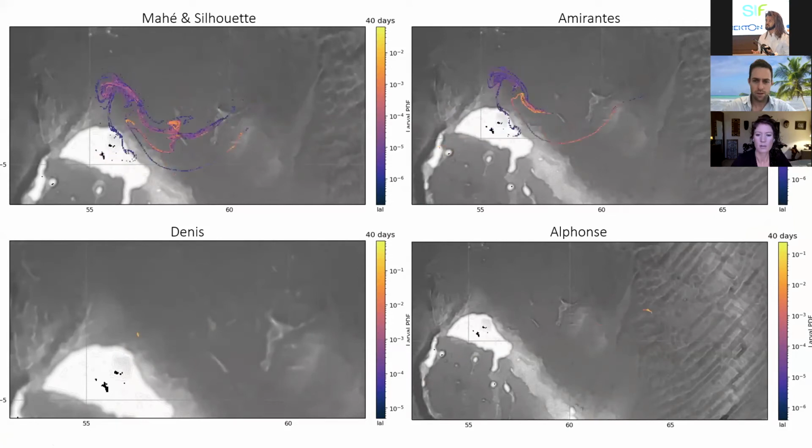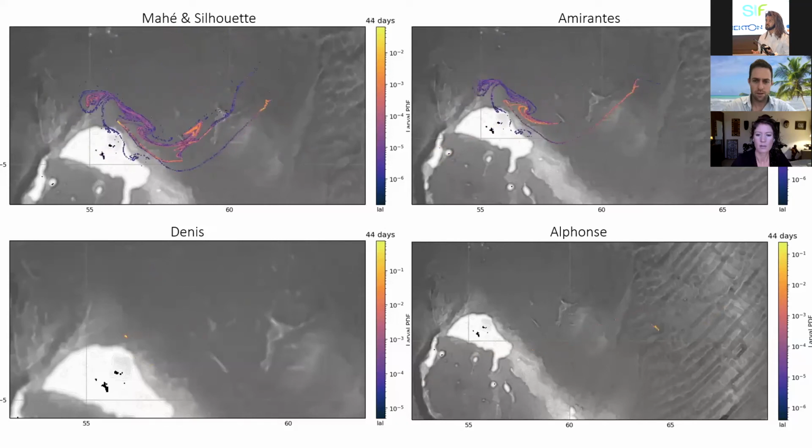So this would predict that at least at this point in the year, these reefs are more isolated than the reefs in the south. These simulations are just examples from one single release at one single point in time, but ocean currents can vary over time.